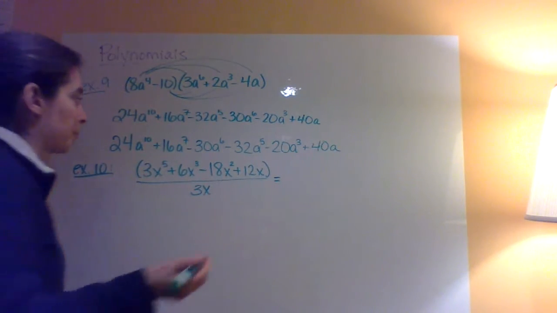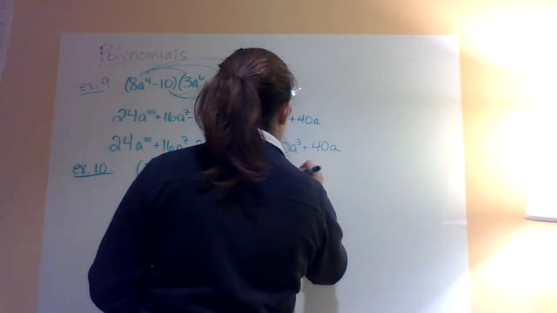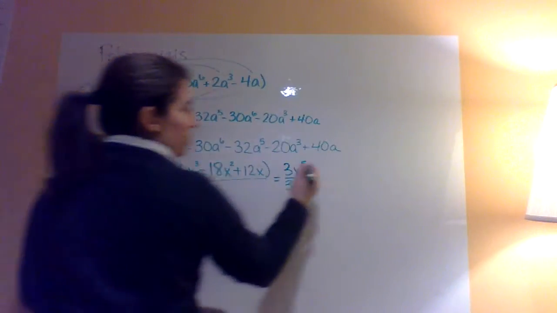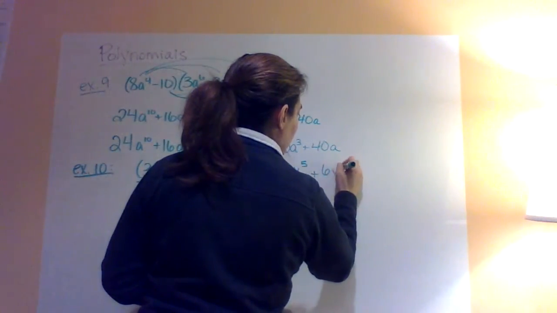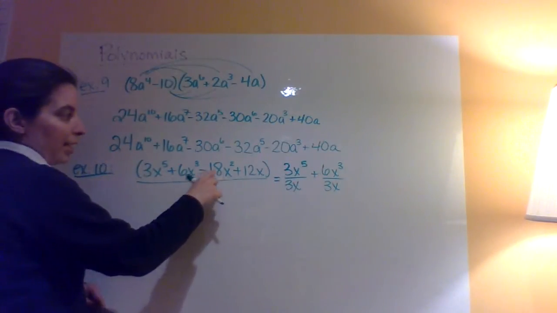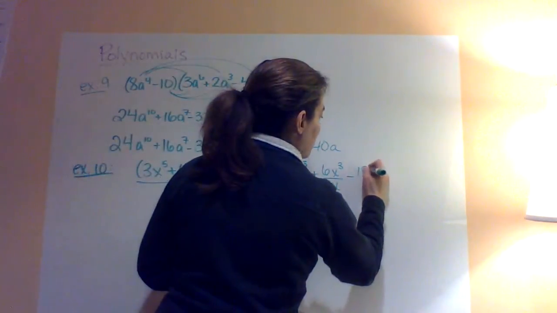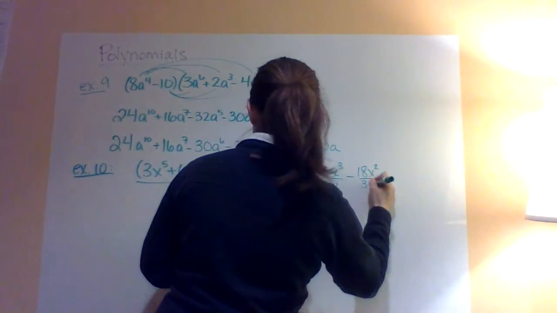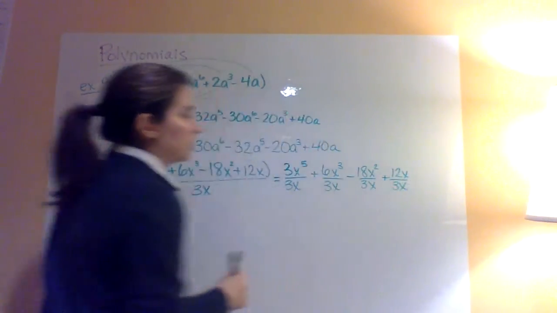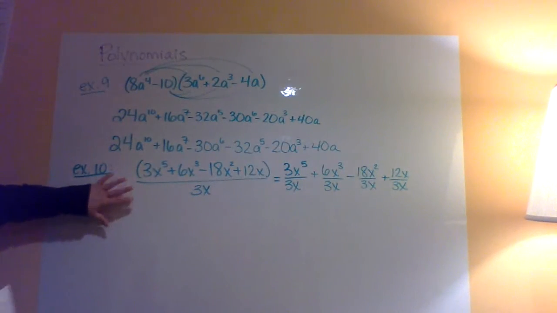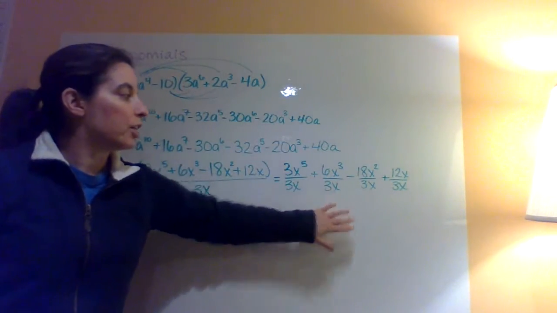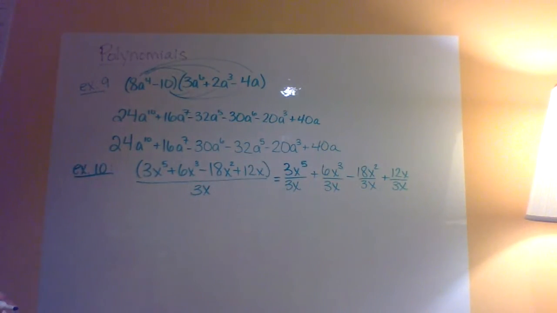It's the same idea. So I'm going to have 3x to the 5th over 3x plus 6x to the 3rd over 3x minus 18x squared over 3x plus 12x over 3x. Okay, so just take a minute to look from what we have here to what we have here to make sure that you see where each of those parts came from.